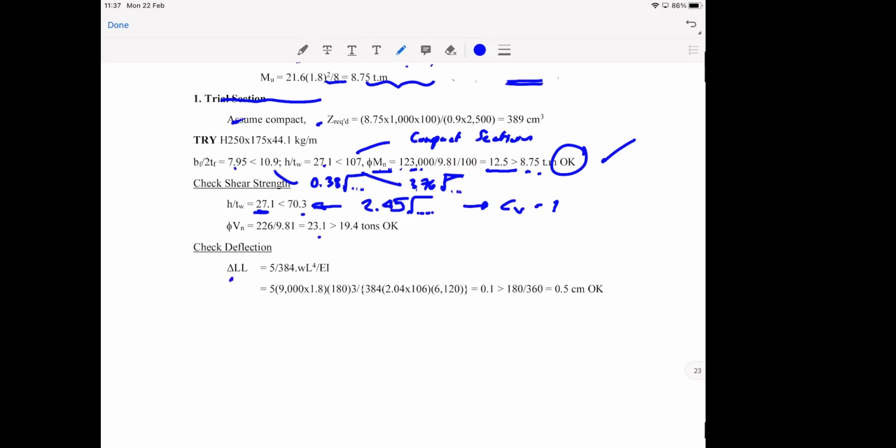We can check the deflection, and our limitation is L over 360, but it's a deflection due to the live load alone. So I only bring the live load. And remember, this is a good example to show you that even though you design as LFD, when you check the deflection, it is always a service load.